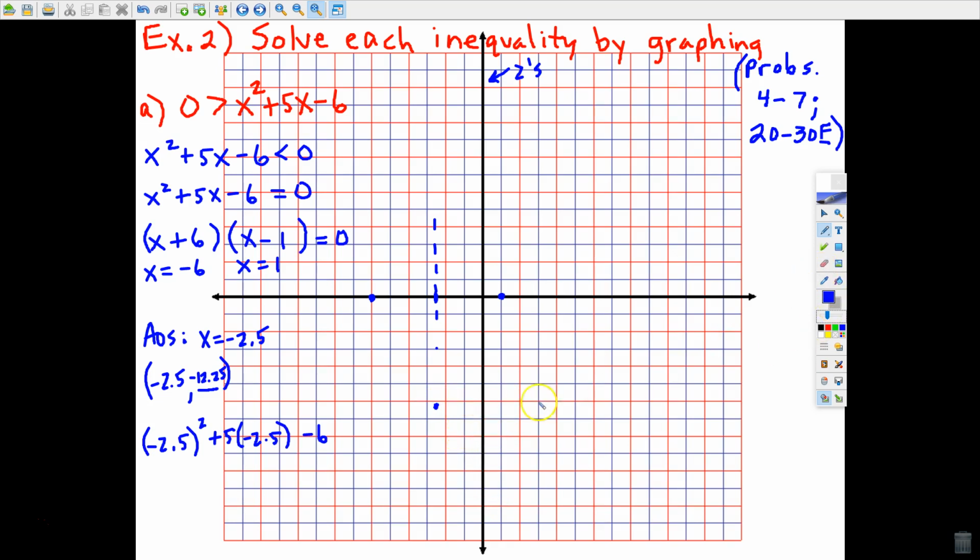Okay, so let's go ahead and plot the y-intercept. That's negative 6. And match it up. And now we can go ahead and sketch the parabola.